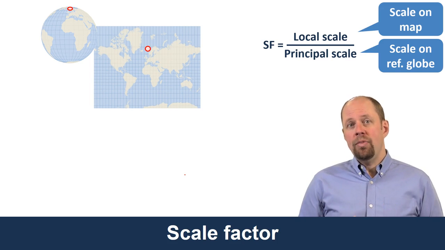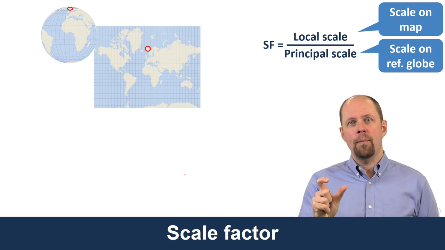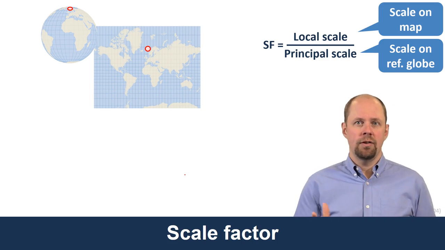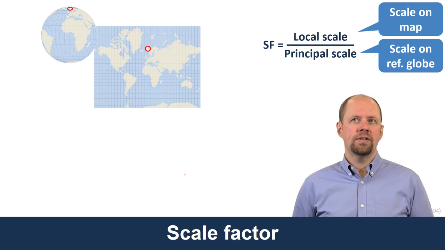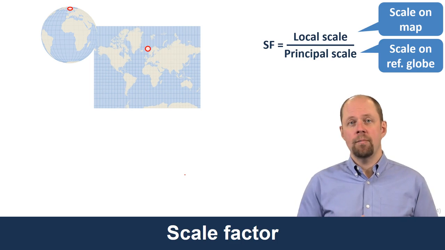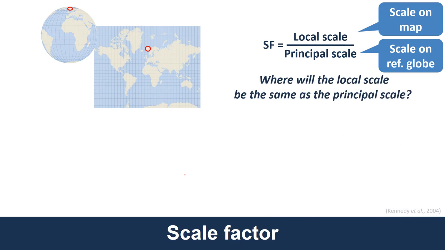On our map, though, there can be distortion, and so the local scale is the scale on that map, which may or may not be the same as on the reference globe or at the principal scale. That may surprise you, but the scale on a map is not always the same all over the map. It can actually change, as we'll see. So where will the local scale be the same as the principal scale? So the scale on the globe being the same as the scale on the map. Where will that happen? Can you imagine where that might be?